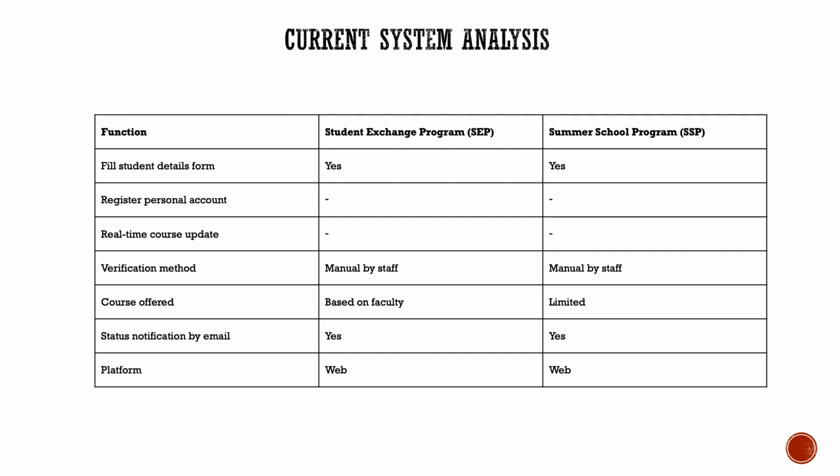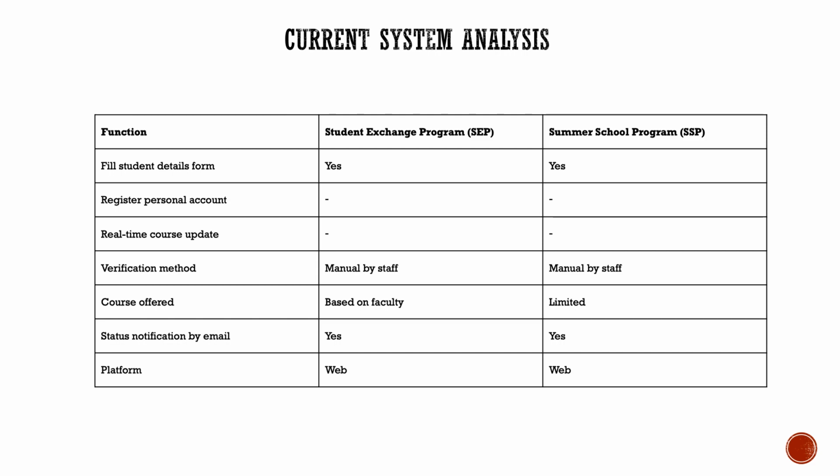Both programs don't offer real-time course information updates during the registration process. This means that the courses provided in the system are not guaranteed to be available at that moment. This can lead to confusion among students, who think they can apply to a course when, in fact, that course is already not available.